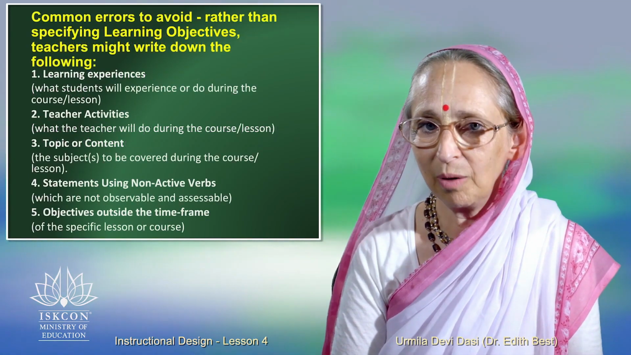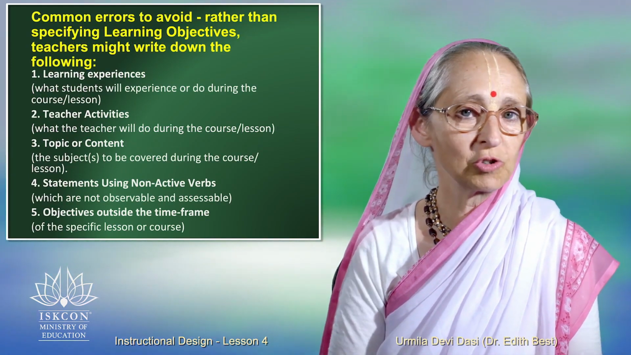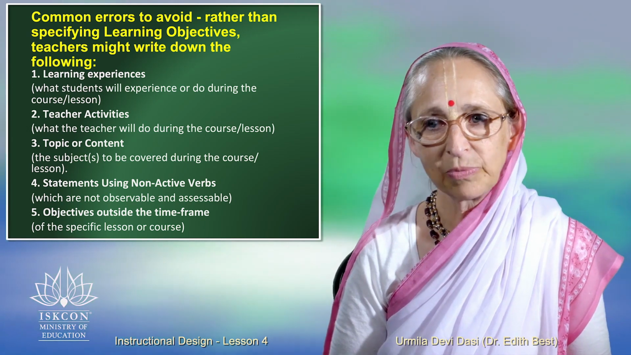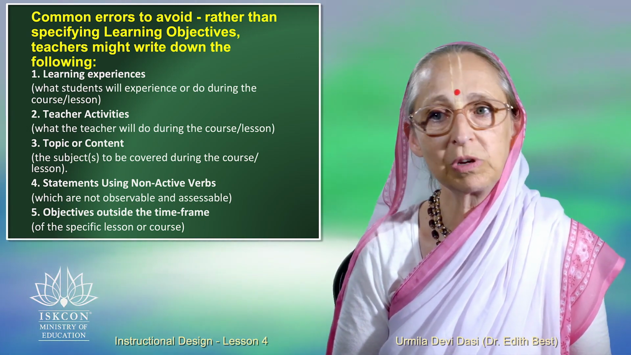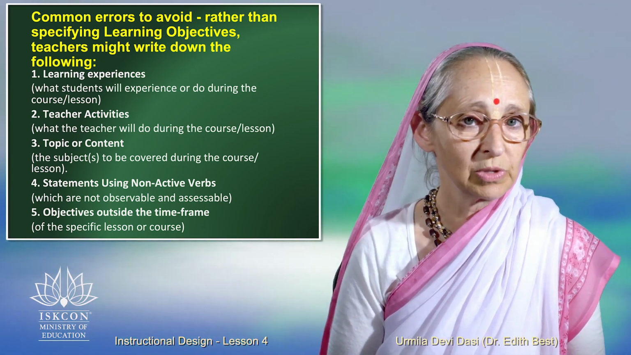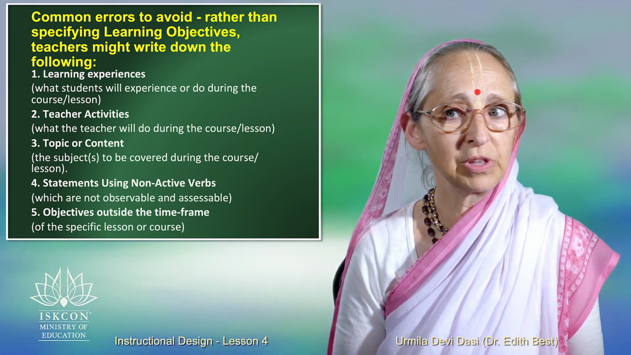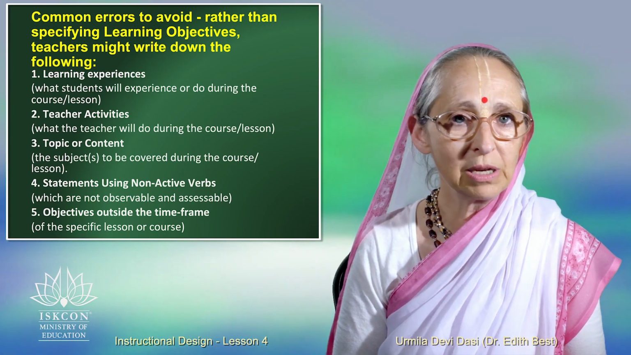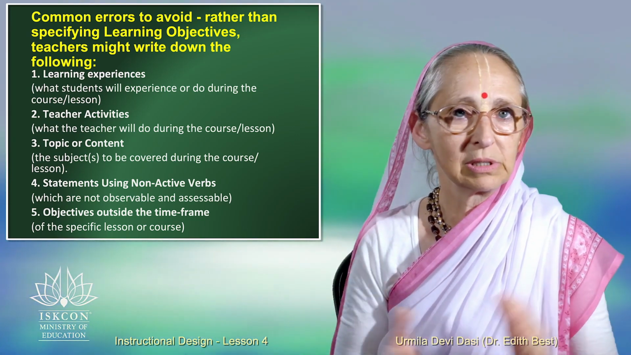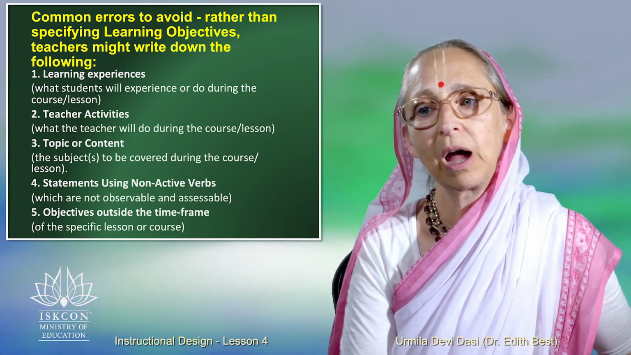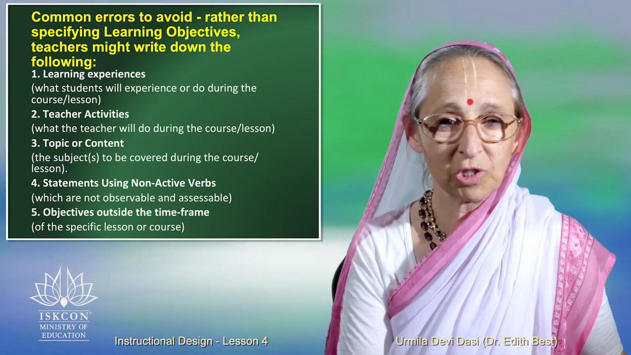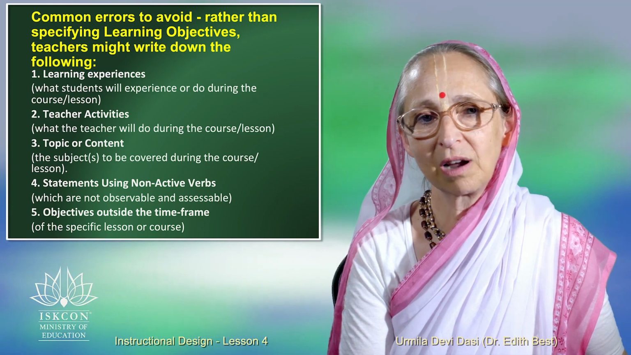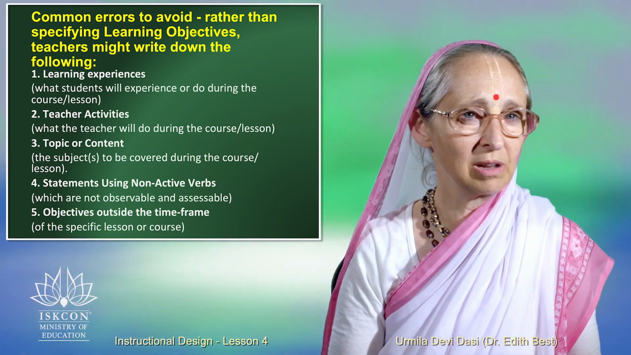Now, there are many common mistakes people make when they're trying to decide and write down learning objectives. So we're going to look at 5 of these common mistakes. One of them is instead they write the learning experiences, what the student will do during the lesson. Or they write what the teacher's activities are, what the teacher will do, or the topic or the content. We're going to study about lizards, or we're going to study about japa. Or statements using non-active verbs. Students will know, students will understand, students will appreciate. Or anything outside the time frame, anything that you can't observe in the lesson.